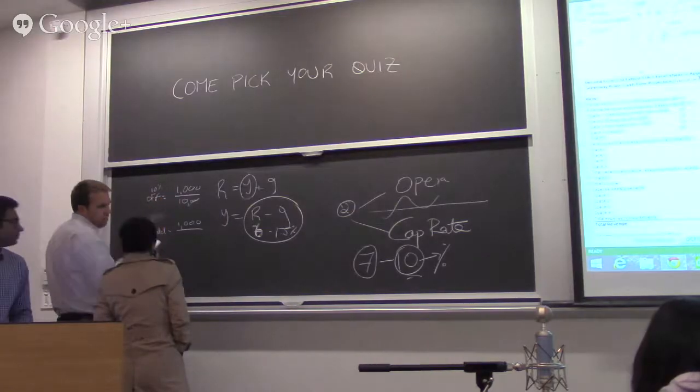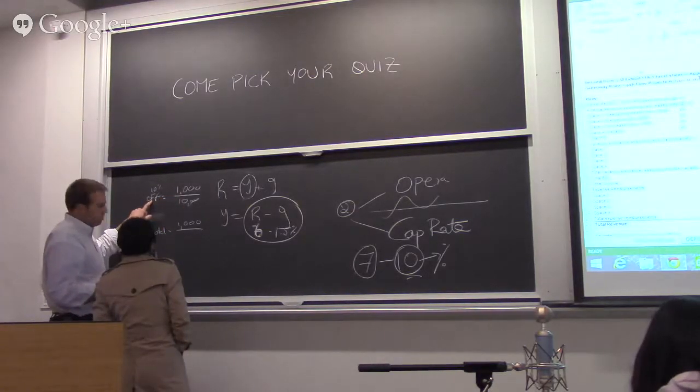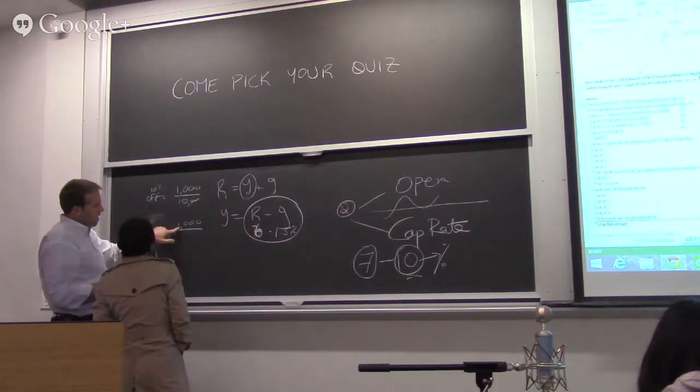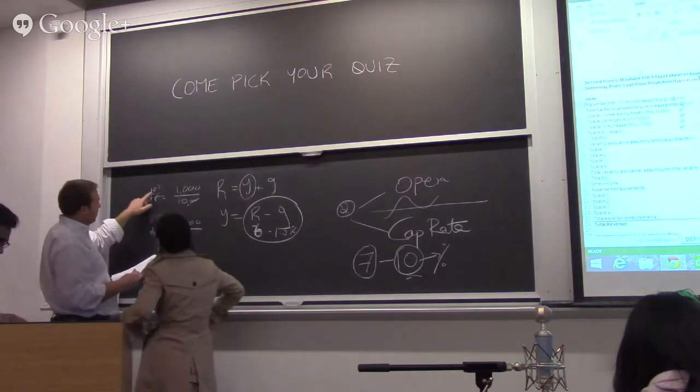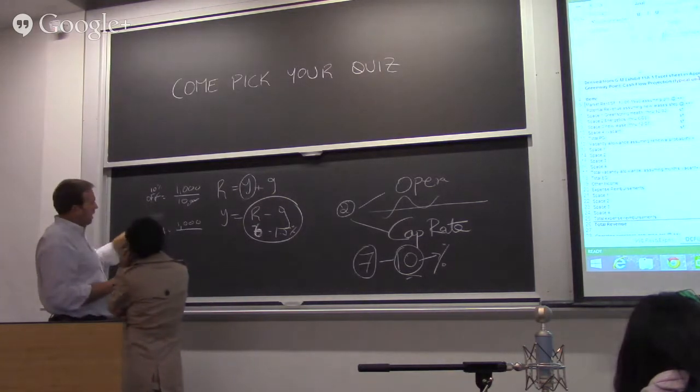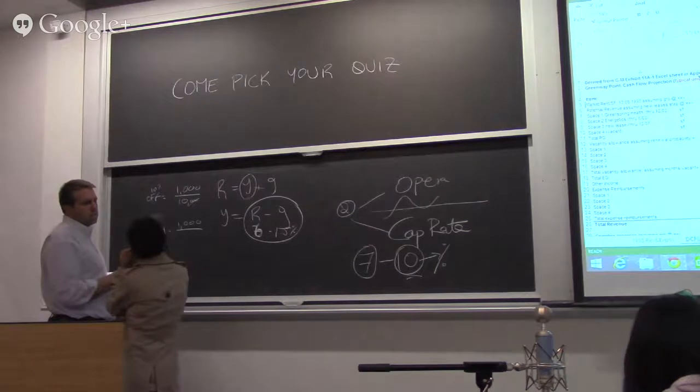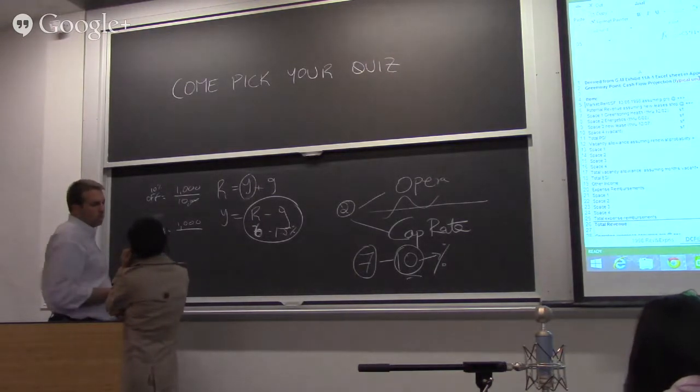You know you're getting that every month for 10 years. You're getting $1,000 every single day. So are you going to pay a 10% cap for this, or are you going to pay a higher or lower cap for that?